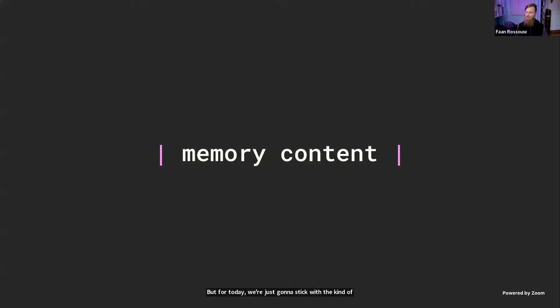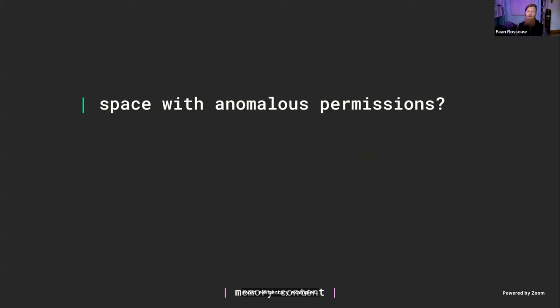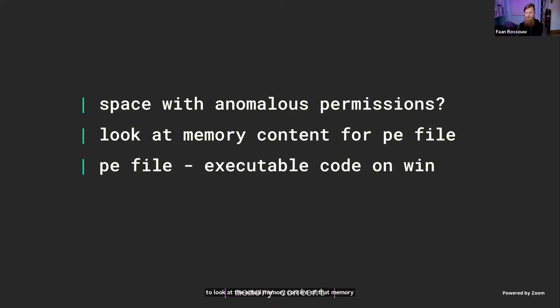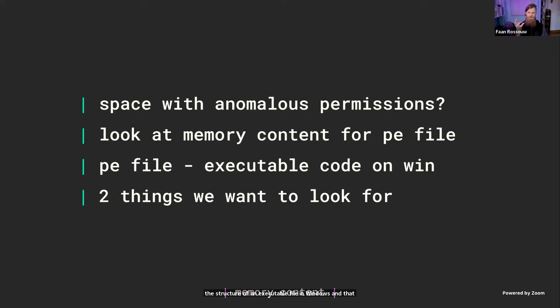And the final fifth indicator is if we do see such a space with anomalous permissions, we immediately want to look at the actual memory content of that memory space. Specifically, we want to see if it contains a PE file. For those of you that don't know, a PE file is just the structure of an executable file in Windows, and that includes malware. So there's two specific things we'd want to be on the lookout for.